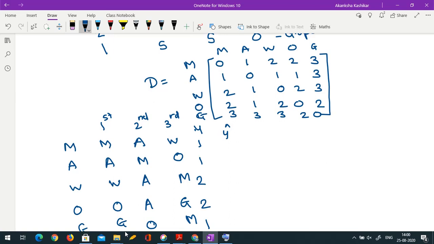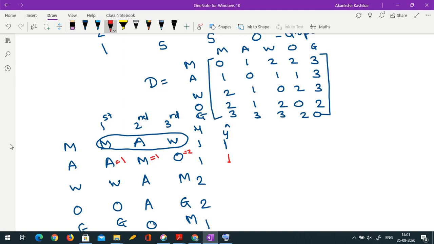Okay, so now I have to check the class of each of these three and then the majority class would be my y hat. So class of mango is 1, class of apple is 1 and class of watermelon is 2. So the majority class is 1, the prediction is 1. Now class of apple is 1, class of mango is 1, class of orange is 2. So again majority is 1. So the prediction is 1.